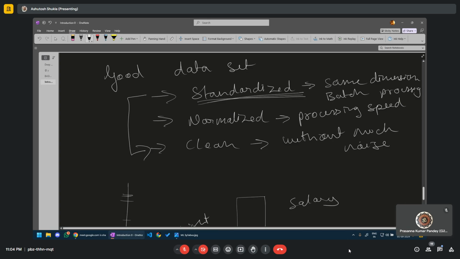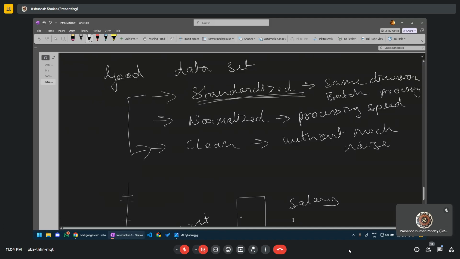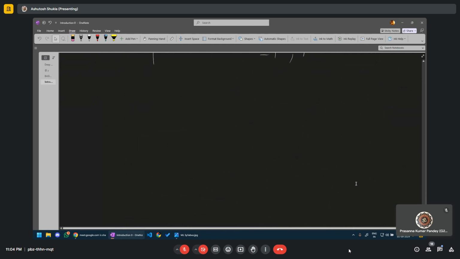So this is good data, like the definition of good data, basically. Now let's quickly talk about different paradigms of machine learning, and then we quickly move on to normalization. We should be able to cover that easily. So let's write paradigms.